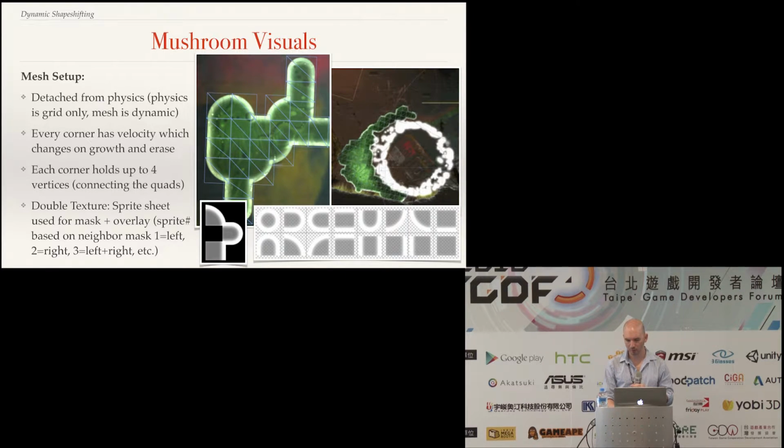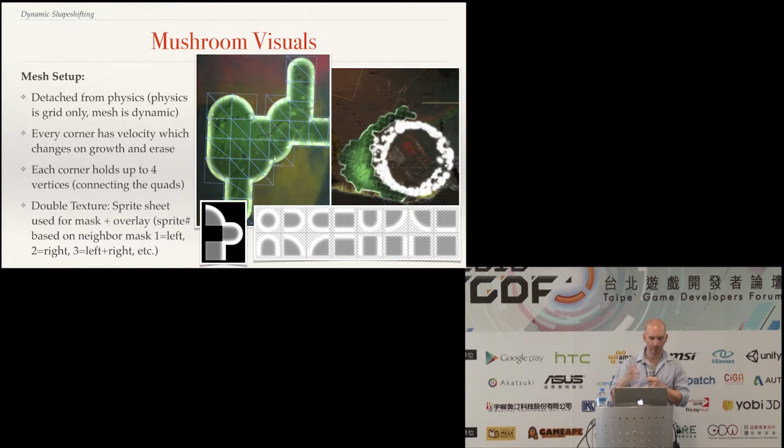All right, and here's how the mesh looks, and you can see some of the things we talked about before, which is the reattachment, for example, and how the seams look when it reattaches. I'm going to talk a little bit more about the mushroom visuals. As we said, it's completely detached from the physics. It's like a mask on top of all the physics, making it look fluid and juicy. Every corner has its own velocity. This is what you see there. It has a velocity that's based on growth and erase, and also split and reattachment.